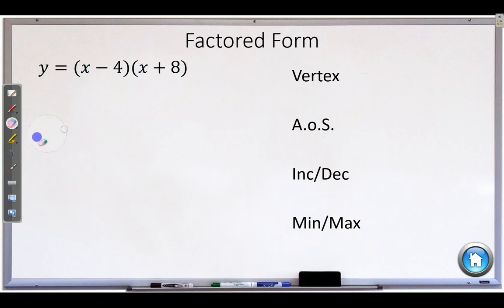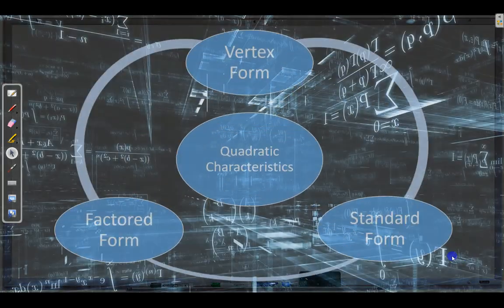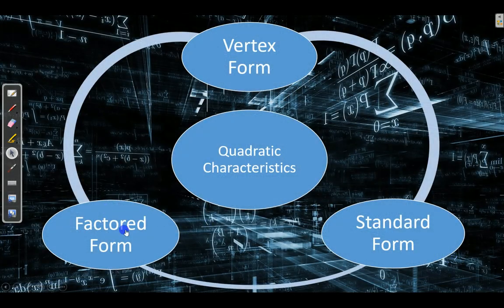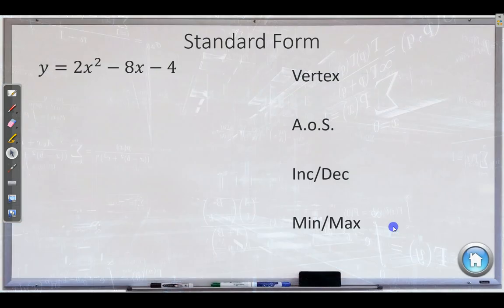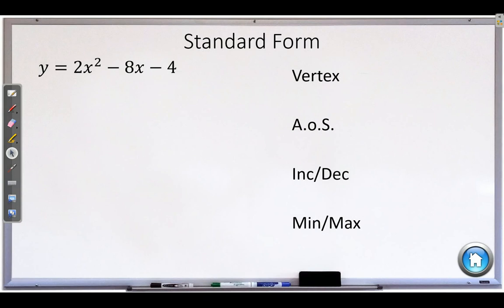All right, one more for us to take a look at here. So we've got factored form. Now it's time for standard form. And we're going to find the same characteristics, but now our equation looks like this. So not factored form, just a regular ax squared plus bx plus c. And so here we have to do even more work because we can't really see any of this. And we have to use a formula for the axis of symmetry.